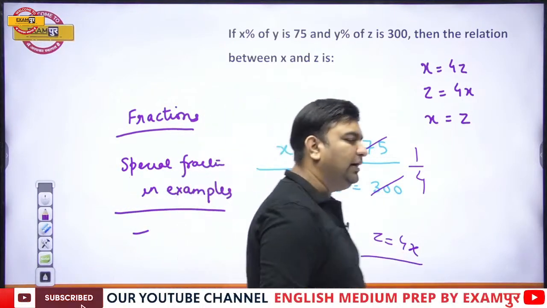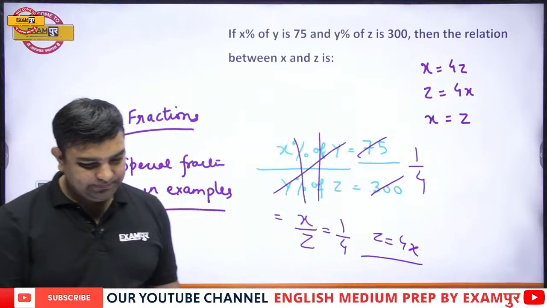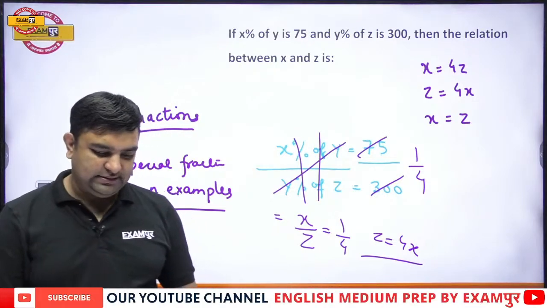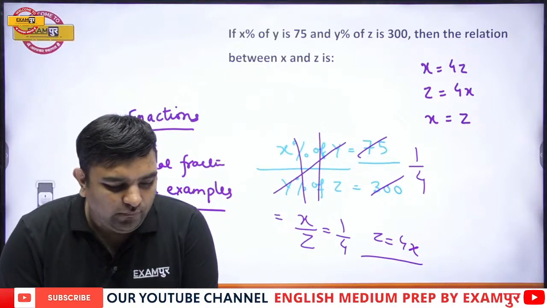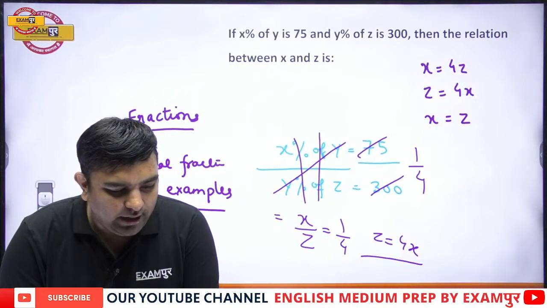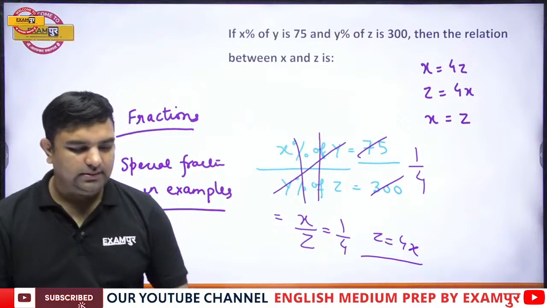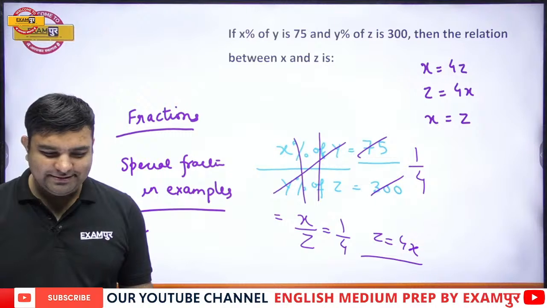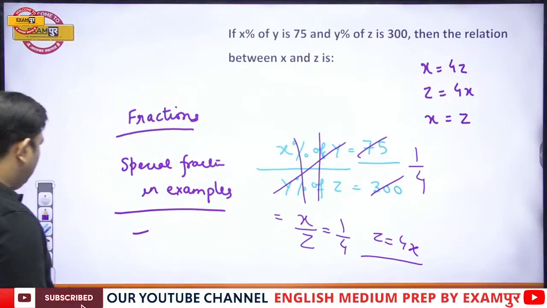Is it absolutely clear? Come on, do tell me, guys, after you are done with this. z is equal to 4x. Rushi, a small error. Please identify your error and make it correct. Clear? Great. Let's move on.